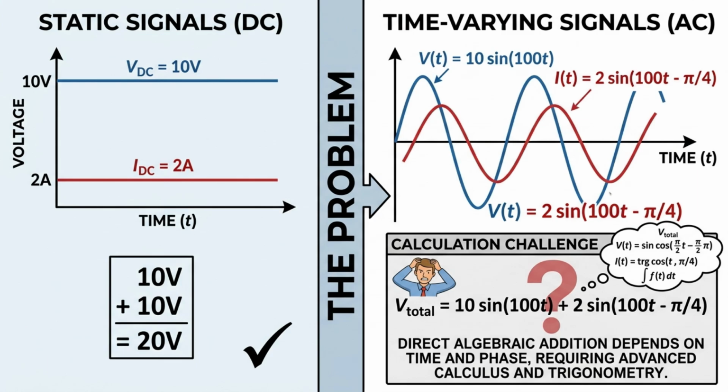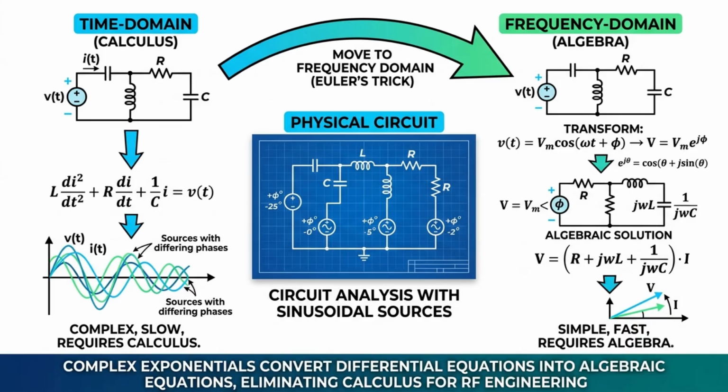They continuously vary with time in a sinusoidal manner. This time-varying behavior makes direct analysis using standard algebra difficult because every operation must consider both amplitude changes and time dependence simultaneously. If we attempt to analyze circuits using only time domain equations, we often end up solving differential equations that become increasingly complex as the circuit grows in size.